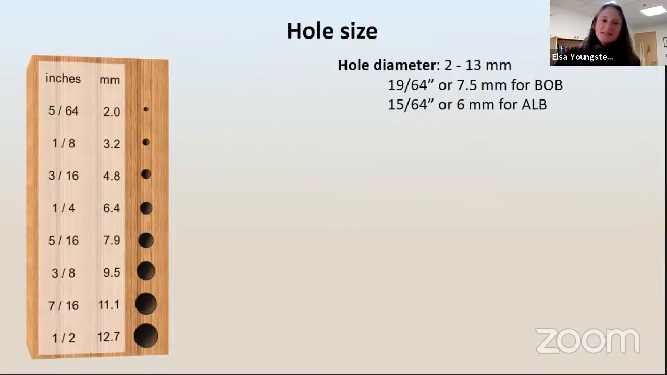So besides the type of nesting material, the diameters are also important. Like I said, the range of sizes that residents might use is anywhere from 2 millimeters in diameter up to 12.7, or I guess I should say inches, anything from 5/64 of an inch to half an inch will be used by someone.